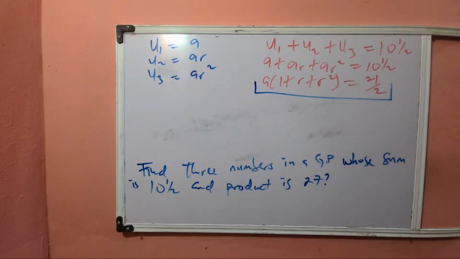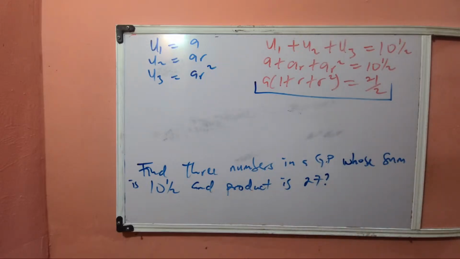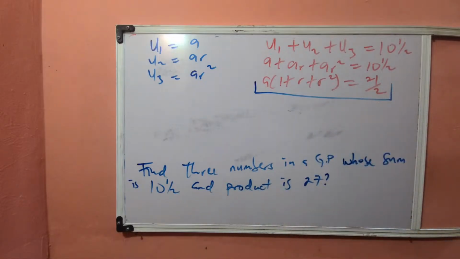So the next thing to do is, one of the ways to examine a question is always to make sure you exhaust all that was told to you. So you're told that the sum is 10 and a half. But you are also told that the product is 27. So you have to also deal with the product being 27, which is very, very important.